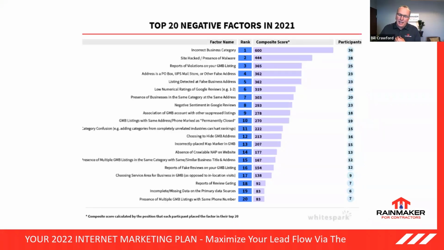All right, negative ranking factors, incorrect business category. I mentioned that one. Sometimes in our space, people have contractor down instead of waterproofing contractor. That matters. A hacked website or the presence of malware, gosh, in today's world, if people can hack websites in the White House and the FBI, basement waterproofing websites can get hacked.